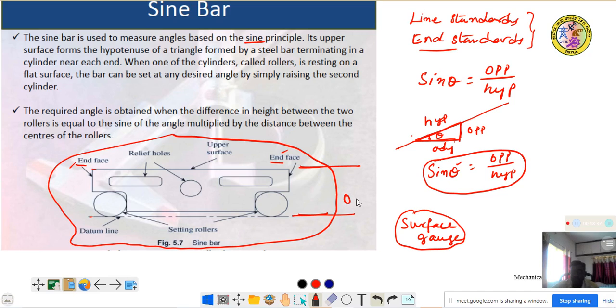That means 0.0001 parallel to this surface. ಆ ಉದ್ದೇಶದಿಂದ ಏನು ಮಾಡ್ತೀವಿ ನಾವು? We are going to place this sine bar on the surface gauge during measurement. So the required angle is obtained when the difference in height between the two rollers is equal to the sine of the angle multiplied by the distance between the centers of the rollers.